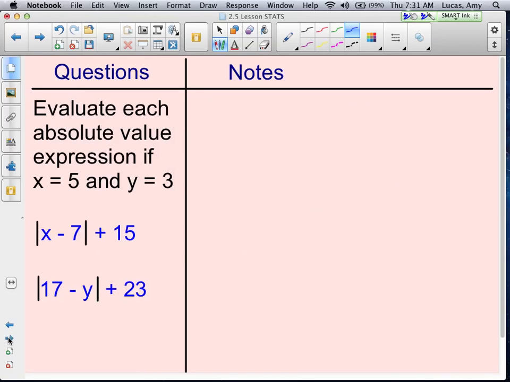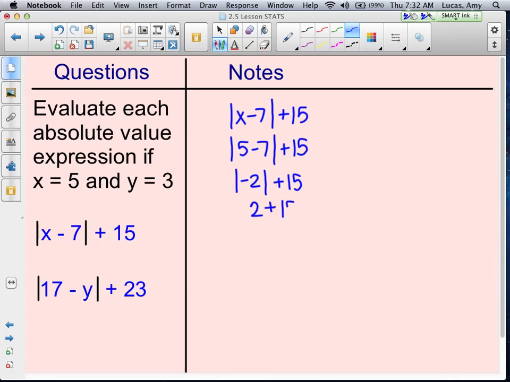Okay, now we're going to do a little bit of evaluating. This should be a review for you. I think you've seen this before where you just plug it in, plug it in. So on the first one it says x equals 5, so I plug in my 5. Now using the order of operations, I want you to think about absolute value bars like parentheses again. So you've got to simplify what's inside of them. 5 minus 7 is -2. Then the absolute value of -2 is +2. Now the bars are gone. So my final solution is 17.